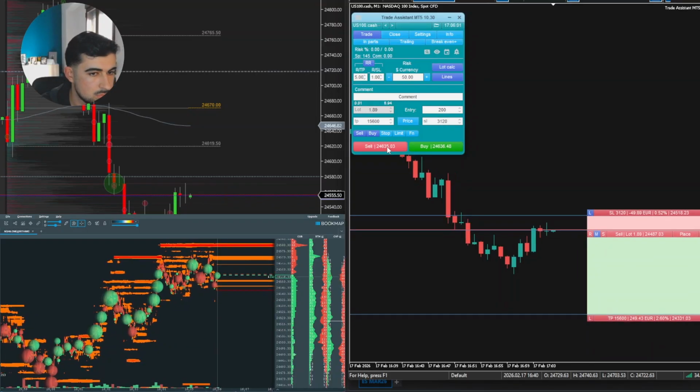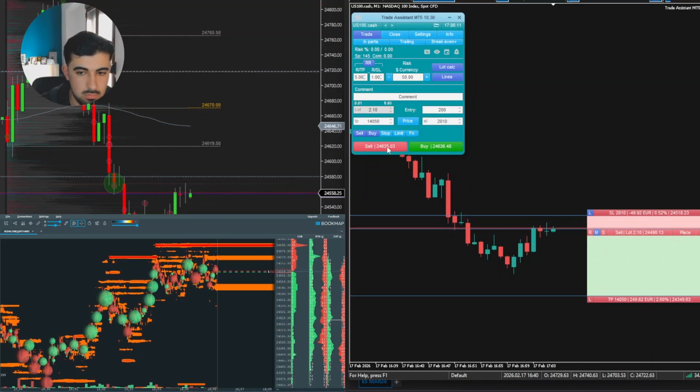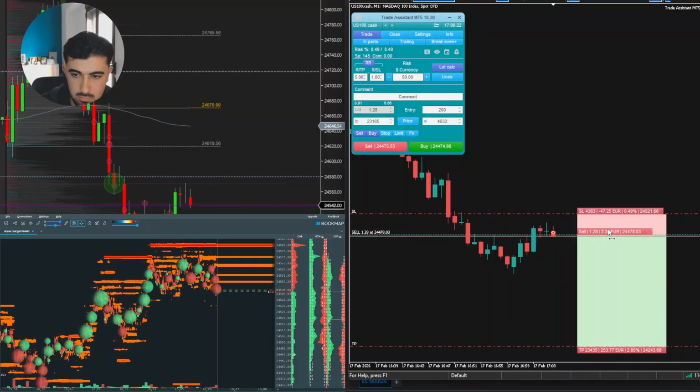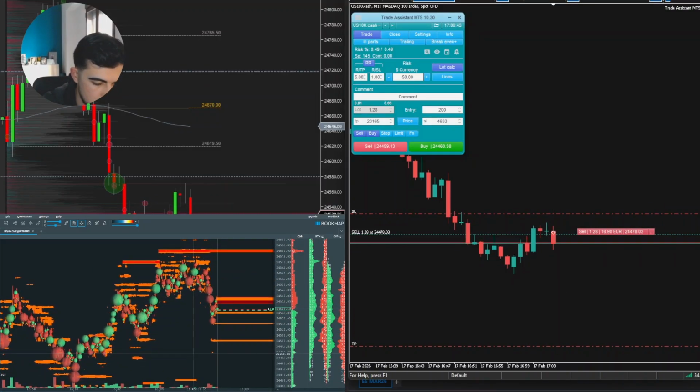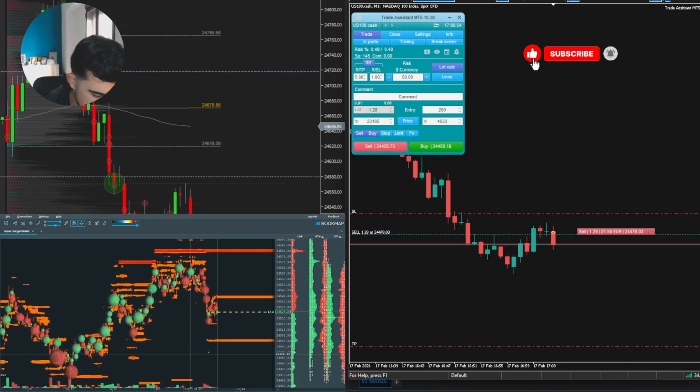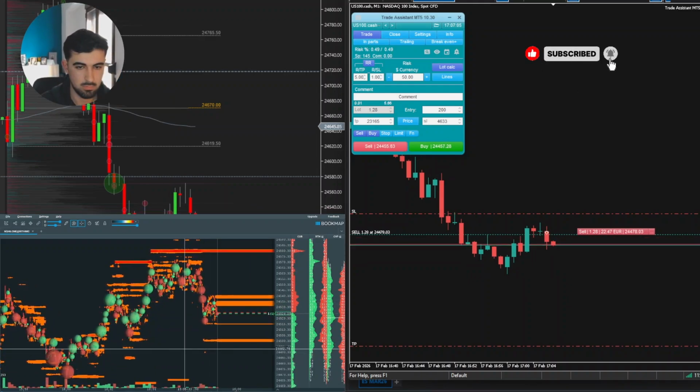So here you're going to see now that I enter short very quickly, and this is the most important part about trading, that you got to time these entries very precisely, and especially with order flow, that's how you can get the biggest risk to reward.